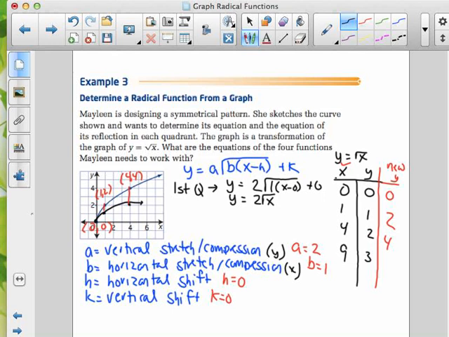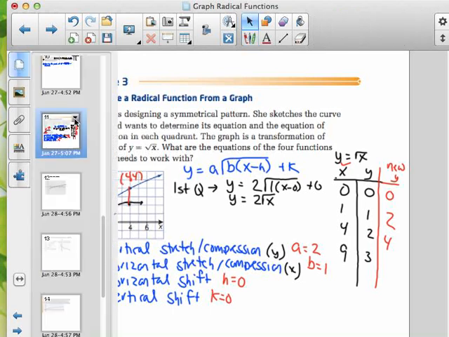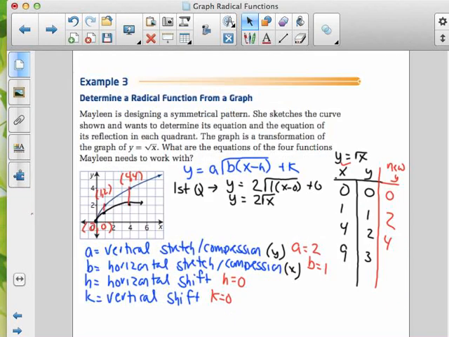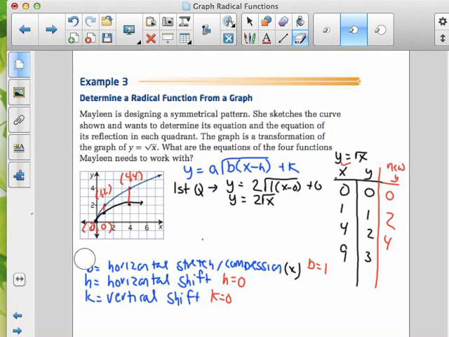All right, so now, but she wants to reflect it into the other 3 quadrants. Right? So I'm going to just clone this page just to give us some place to write. All right. So that's what we have so far. All right, I'm going to erase this because we have it on the other page.